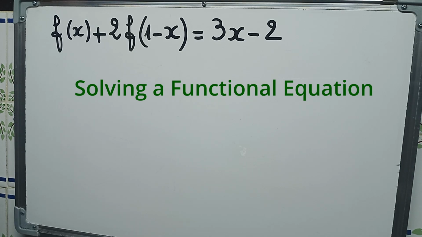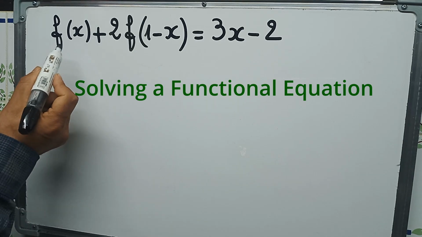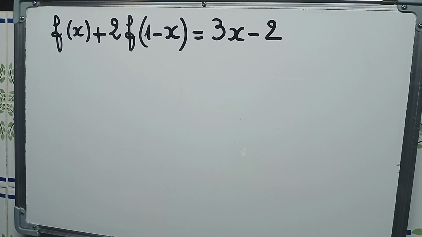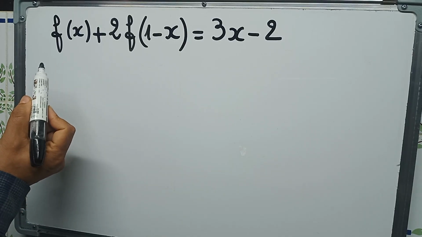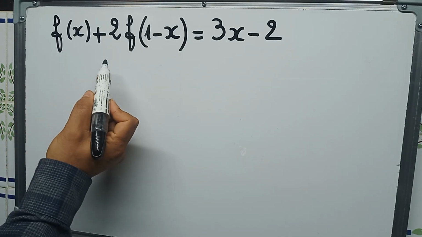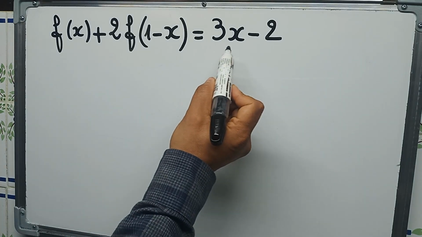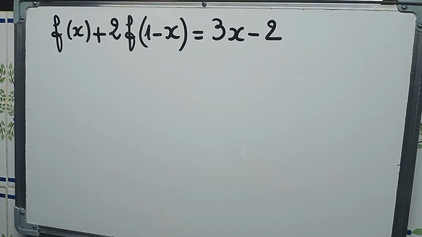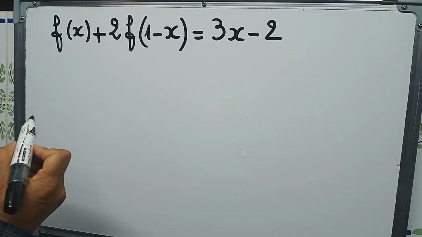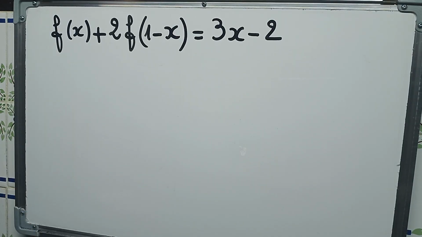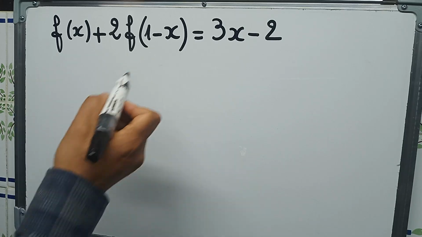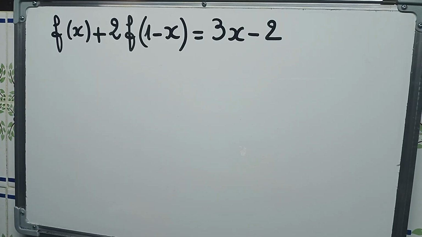In this problem, we will find the function f of x such that for every real number x, we have f of x plus 2f of 1 minus x is equal to 3x minus 2. So how we will do it? The first thing is we will try to plug here 1 minus x to get the second equality.